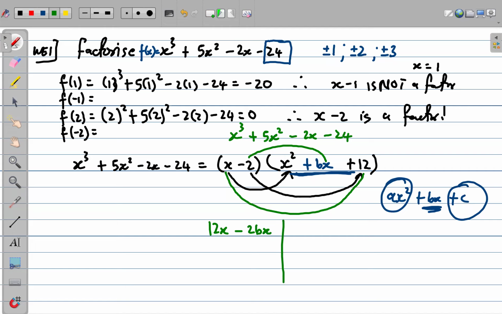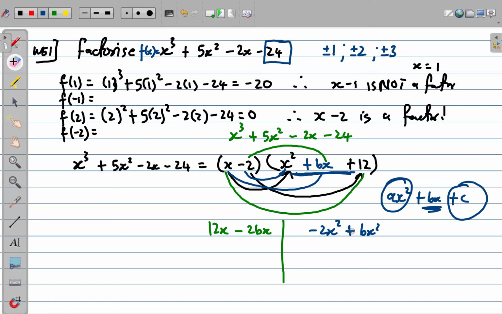Actually, you can do it in two ways. This is one way. If you don't like the x terms, you can try the squared terms. And I want to show you it works both ways. So if I try the squared terms, a negative 2 times an x squared is going to be a negative 2x squared. And then where else can I get a squared term? Well, surely I will get an x squared term when I multiply x by that bx. You see that? So that's what I'm getting.